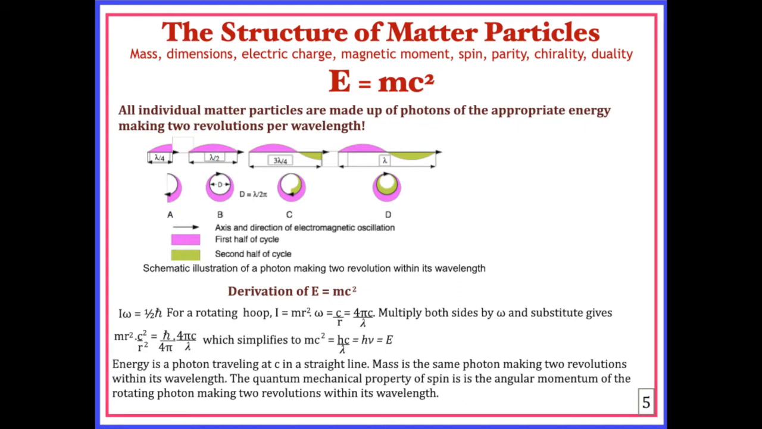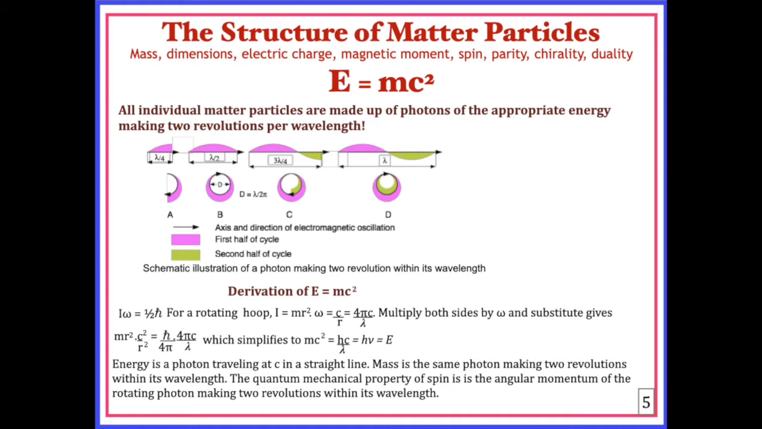Well, that is the first important feature of this model. It shows the relationship between energy and mass given by E equals m c squared. Under this model, energy is a photon traveling at c in a straight line. Mass is the same photon making 2 revolutions within its wavelength. Through E equals m c squared, mass was often referred to as frozen energy. From this derivation, it is easy to see that mass is confined, not frozen energy. That confinement is the photon making 2 revolutions a wavelength.